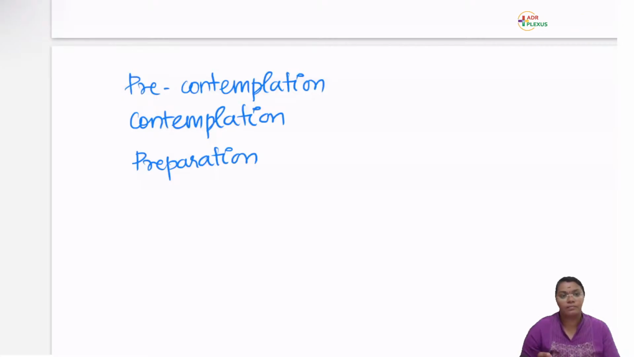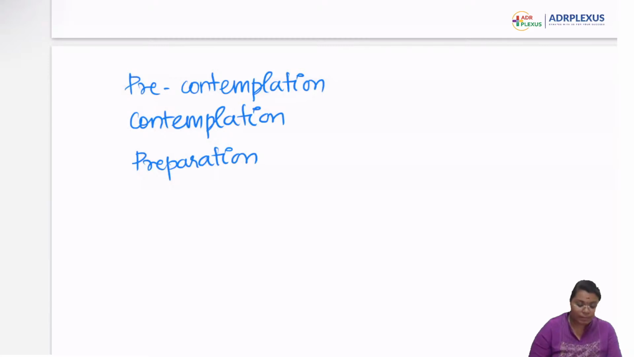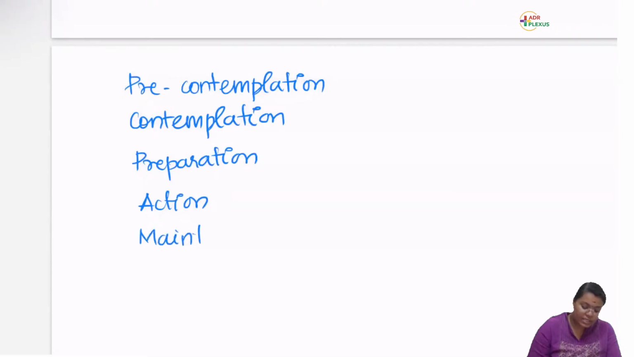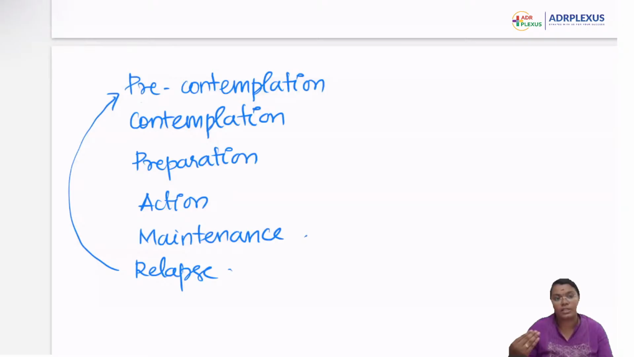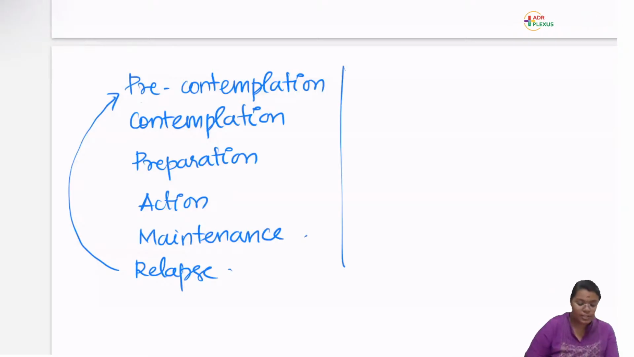the alcohol bottles in the home. So I'm preparing to quit. Preparation. Action, I've actually quit alcohol. And then you go for maintenance, and the maintenance continues until there is a relapse. After relapse, you go into the same cycle of pre-contemplation, contemplation. So these are the stages of motivation, again asked during an INI-CET in 2024.